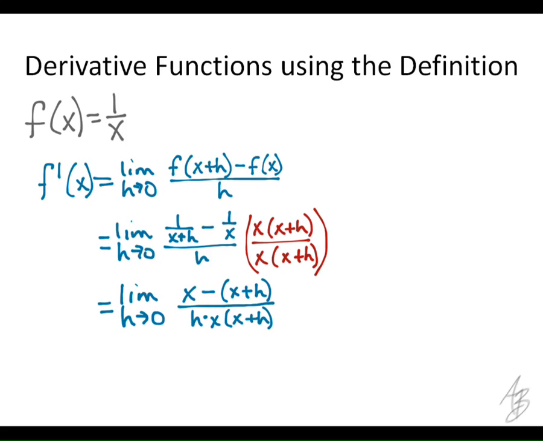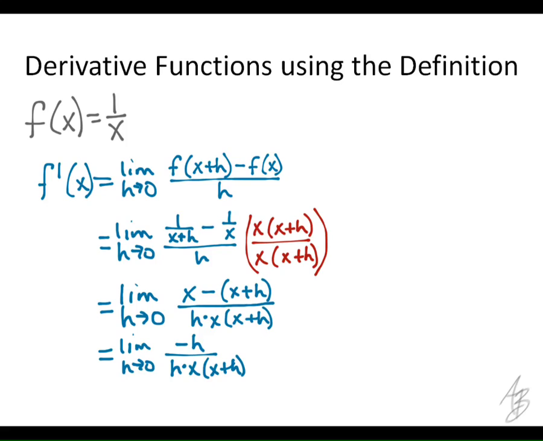Yeah, the x's cancel each other out, right? So we're left with an h up top. I'm sorry, negative h. Yep, and that's really important here. Remember I said we needed to distribute, right? So we still have the limit as h approaches 0 of negative h over h times x plus h.